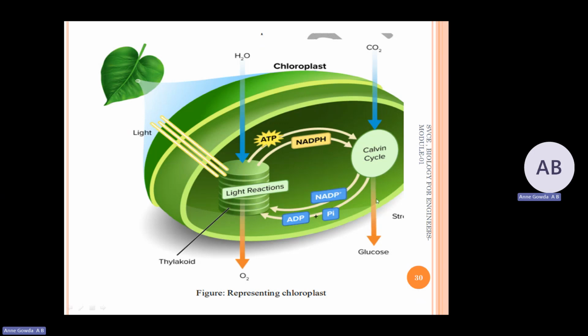The main outcome of this light independent process is glucose, and also the NADP molecule, along with inorganic phosphate and ADP, adenosine diphosphate, which will be made use of by the light dependent reaction for the generation of oxygen and for the generation of ATP and NADPH. So these are interdependent processes.